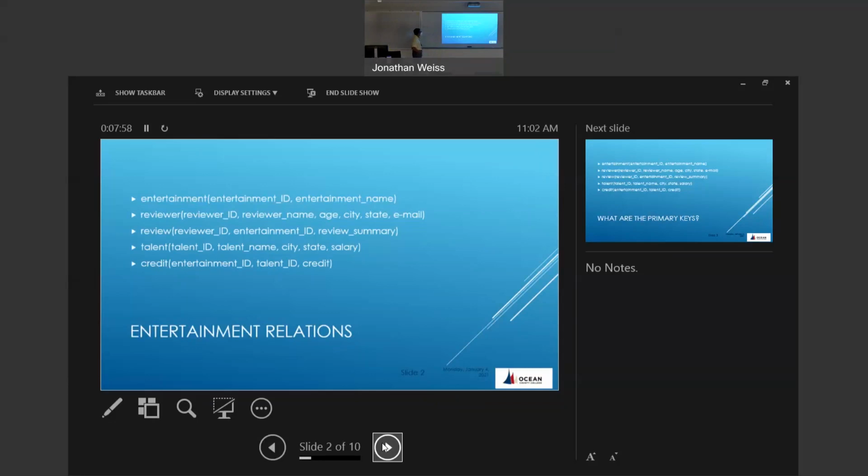We had a talent associated with the various entertainments. And that talent had a talent ID, a talent name, a city, state, and salary. And that talent was associated with the entertainment by way of a credit. So that talent might have been the director or the actor or the producer for a particular piece of entertainment. And there were many talents associated with the various entertainments. And those were the relations. Does anybody have any questions on these relations and how they're represented here?